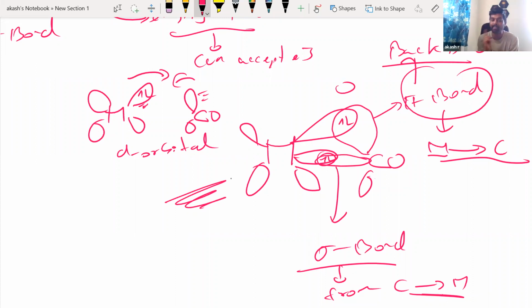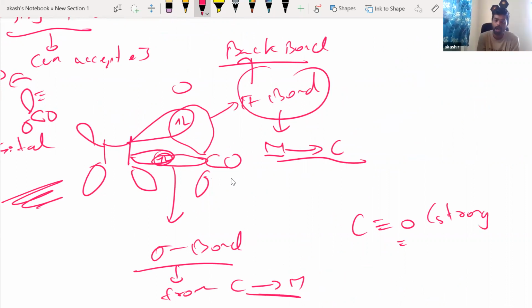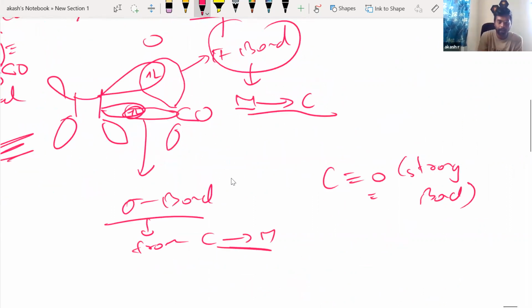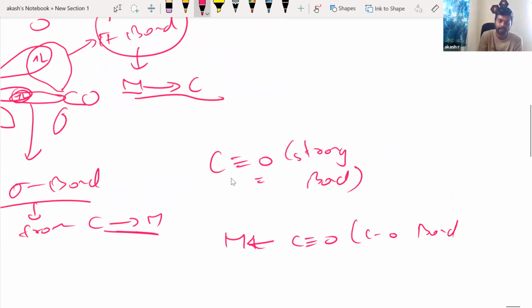Whenever this back bond, this pi bond formation, is possible, you understand that carbon monoxide is going to be C triple bond O, a very strong bond between carbon and oxygen. But when a coordinate bond is formed between this carbon and the metal, a normal sigma bond, the CO bond strength weakens.